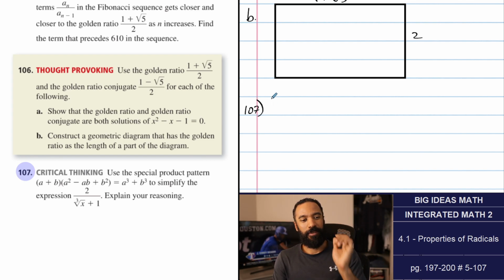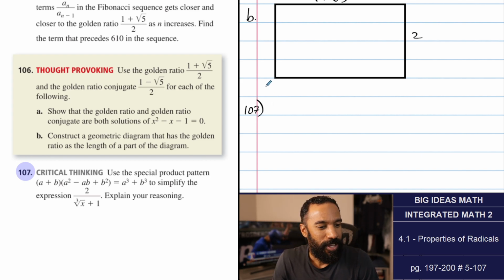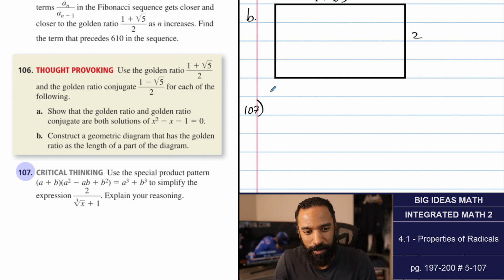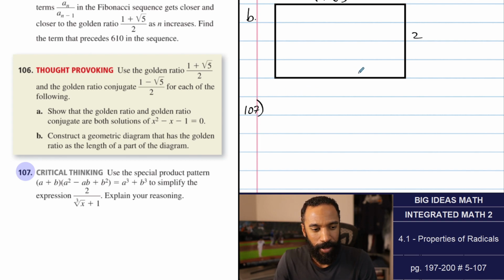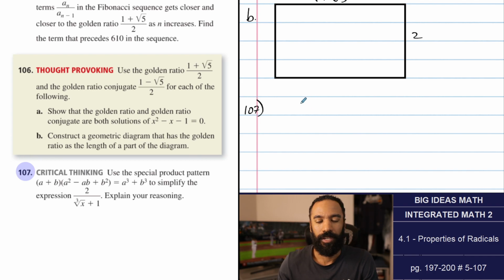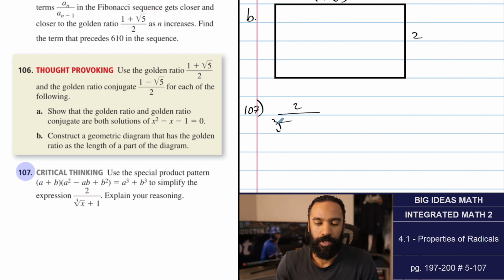Use the special product pattern, the sum of two cubes. Use the special product pattern A plus B times A squared minus AB plus B squared equals A cubed plus B cubed to simplify the expression 2 over cube root of x plus 1. Explain your reasoning. Oh, that's how you multiply. Oh. Okay. So 2 over cube root of x plus 1.